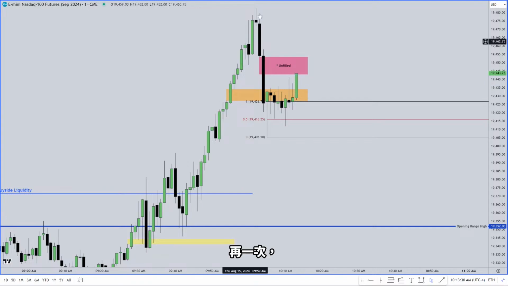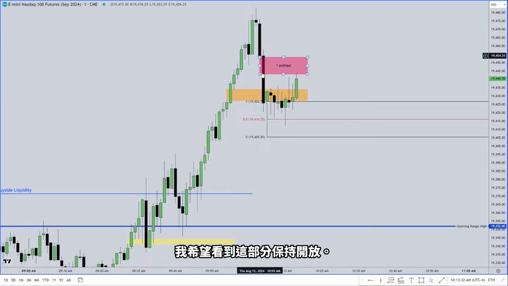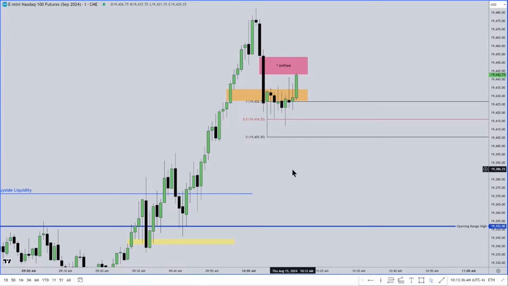There we go, touch the consequent encroachment. And again, I want to see this portion stay open. And if it trades through it and above it, my interest is over. I'm not doing anything with it. And if I have time, I may stream the afternoon in that event. No promises, but that would be something I might want to do.